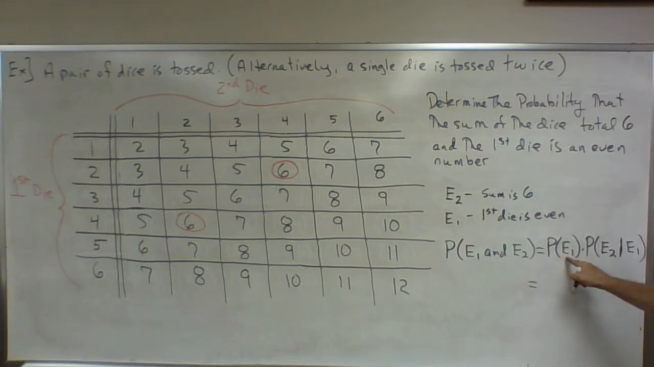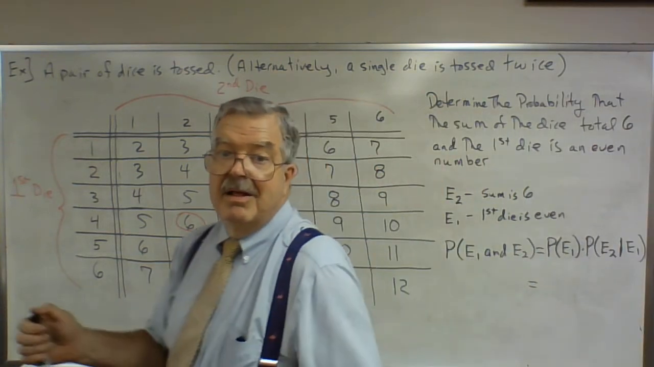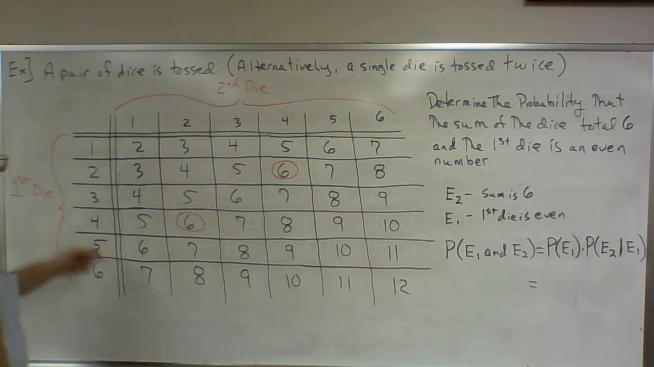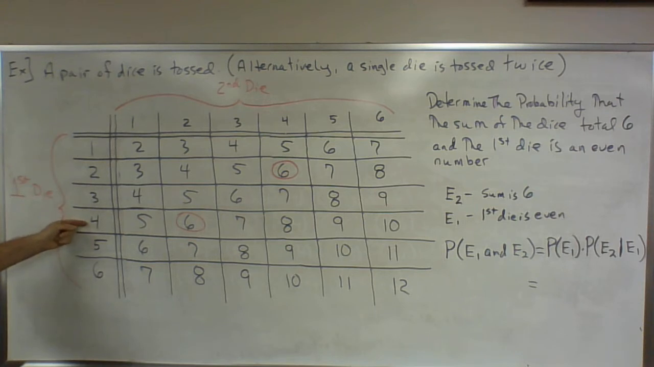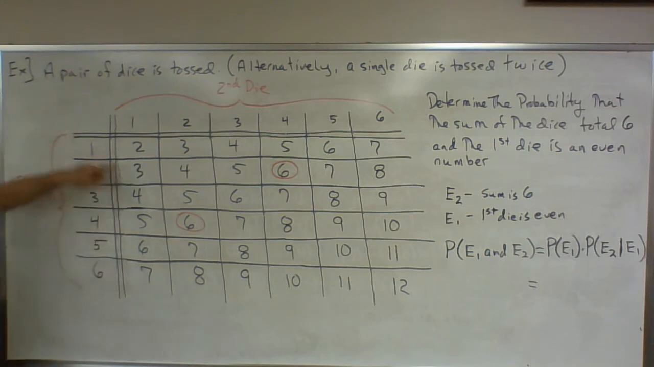Probability the first die is even, E1. Here the first die is 2. Here the first die is 4. Here the first die is 6. Looking exclusively at the first die, there's 6 outcomes. The first die can either be a 1, 2, 3, 4, 5, or 6. So there are 6 outcomes.